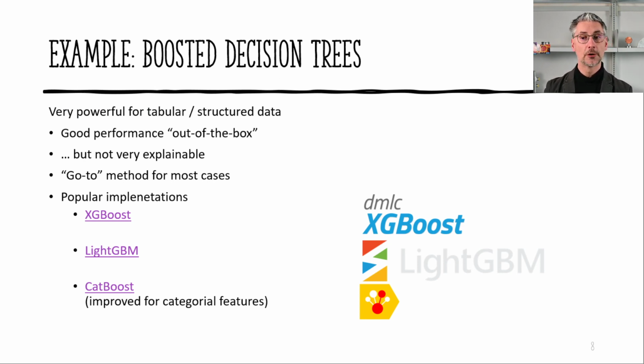This can also be combined with decision trees, and these are the modern boosted decision trees. They are very powerful for tabular and structured data, and they pretty much deliver good performance out of the box without a lot of tuning. They do have the disadvantage that they're not very explainable, but for most cases when you do have structured data, they are the go-to method, and there are popular implementations like XGBoost, LightGBM or CatBoost. And if you have tabular data, really the best thing you can do is to just try one of those and see where this lands you. And most of the time you don't really need to improve by elaborate model building on those.